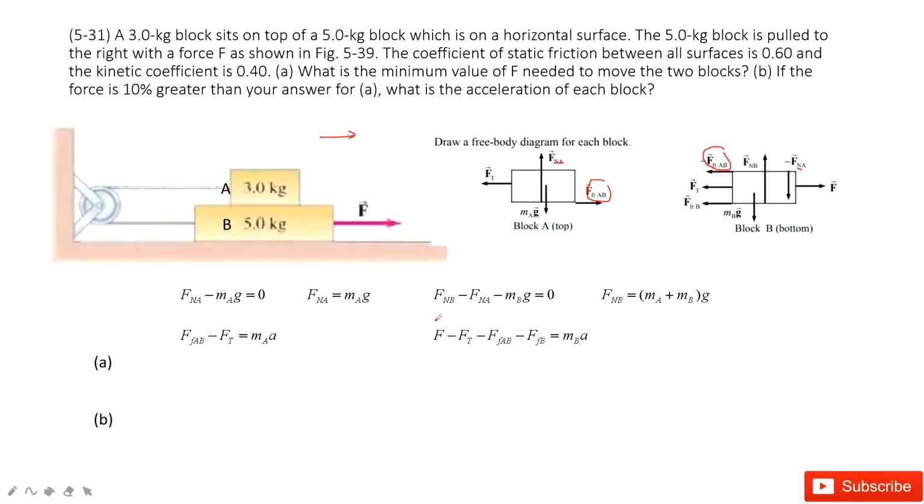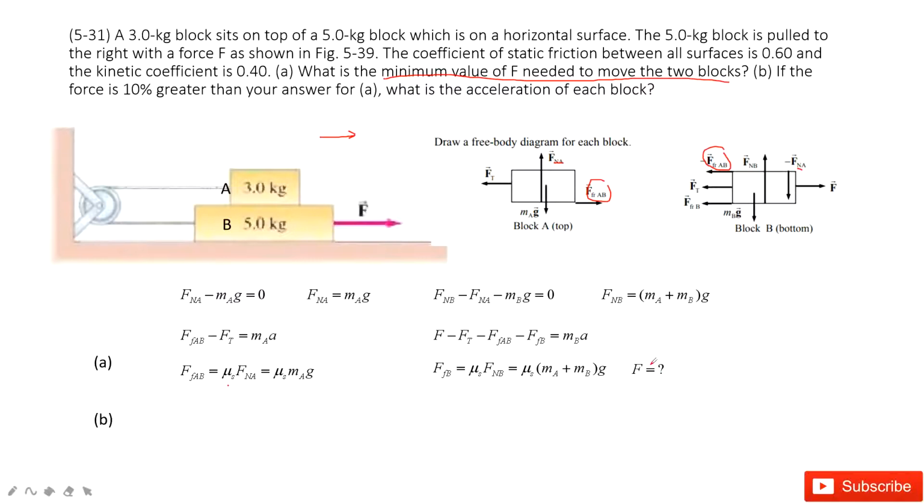Now we need to look at the friction. It asks you to find the minimum value of F needed to move the two blocks. The minimum force to move it means the friction is just at the maximum of the static friction. Do you agree? Yes. The maximum static friction is the coefficient of static friction times the normal force. So the friction between A and B is mu s times FNB, which is mu s mA g, right? And the friction between the table and B is mu s times the normal force, which is mu s times (mA plus mB) g. Now you can see you have four equations, and then you can find this F.